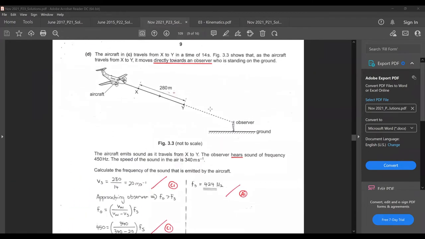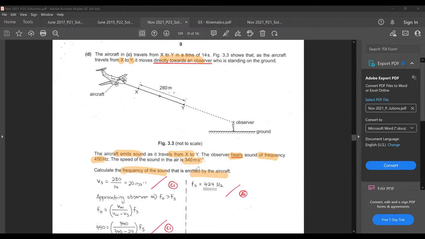Okay, for Doppler effect, they tell you the aircraft in C travels from X to Y in a time of 14 seconds. The figure shows that as the aircraft travels from X to Y, it moves directly towards an observer that is standing on the ground. The aircraft emits sound as it travels from X to Y. The observer hears sound of frequency 450 Hz. The speed of sound in the air is 340 meters per second. Calculate the frequency of sound that is emitted by the aircraft.